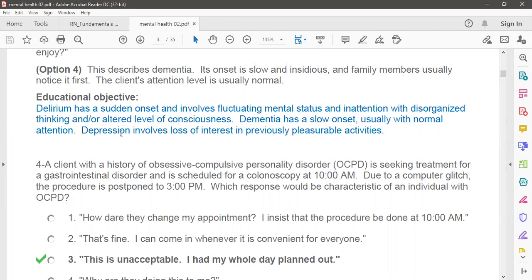And also depression involves loss of interest or pleasure in previously enjoyed activities. So if there is any question about depression, we will always get some clues, like the patient is sad, apathetic, or has suicidal ideation, personal grooming and hygiene are not maintained, so many clues we will get.